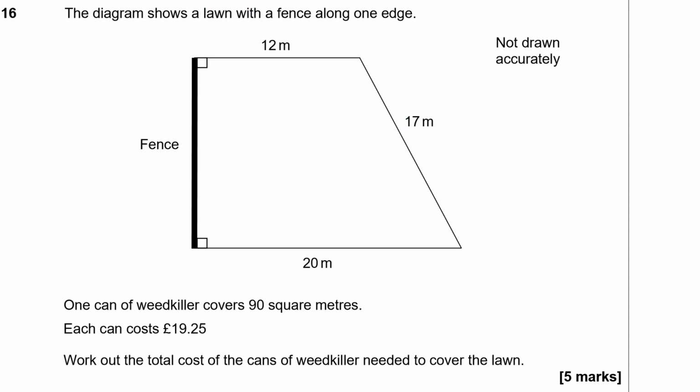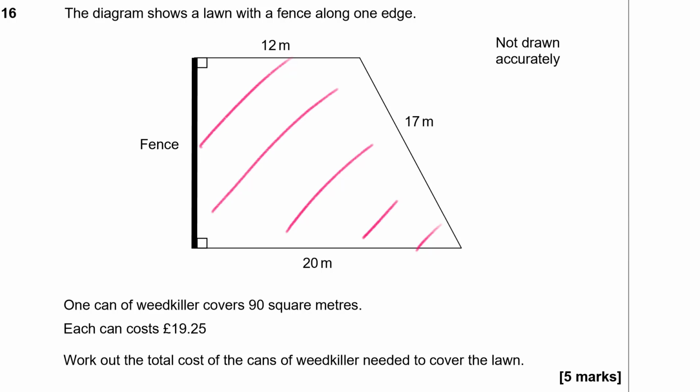Question 16 has a diagram of a lawn, and we are going to be treating it with weed killer. We're told how much area each can of weed killer covers and the cost of each can, and we want to work out the total cost of the weed killer that we have to use. So there are several steps to this problem. The first step is that we're going to have to work out what the area of the garden is in square meters. Once we know what the area is, we can work out how much weed killer we need, and once we've worked out how much weed killer we need, we can work out the cost of that weed killer. So there are 3 steps to this problem.